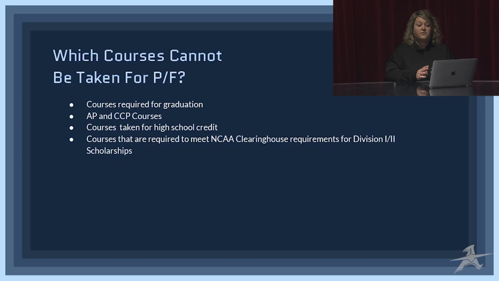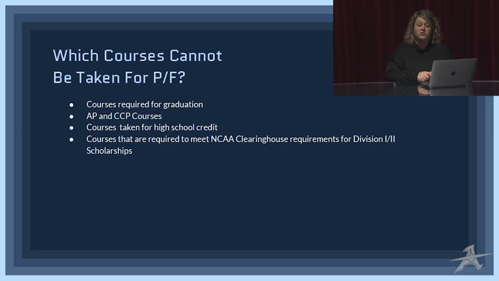Which courses cannot be taken for pass-fail? There are a few that are not an option for pass-failing. So the first is any course that is a required class for graduation. If the state of Ohio requires it, if Alliance High School requires it, you cannot pass-fail that course. You also cannot pass-fail an AP course or a College Credit Plus course. In addition, you cannot pass-fail any course for which you need the credit. And finally, courses that are required to meet NCAA clearinghouse requirements for Division I and Division II athletic scholarships are not eligible for pass-fail.